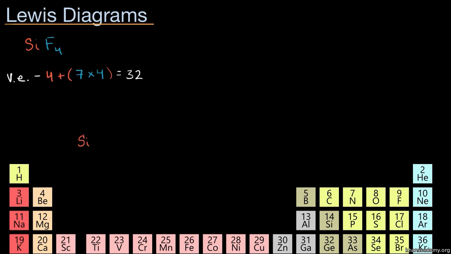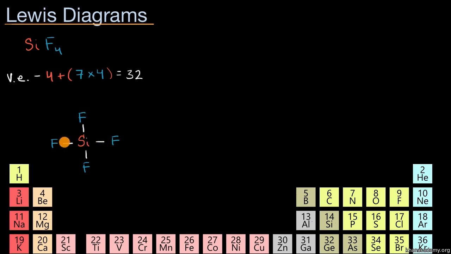So let's put silicon in the center, and then we have to put the 4 fluorines someplace. Let's just put 1 fluorine there, 1 fluorine there, 1 fluorine there, and 1 fluorine there. Now, the next step is, let's just say for simplicity that we have single bonds between the silicon and each of the fluorines. So let's do that. So one bond, a bond, a bond, a bond.